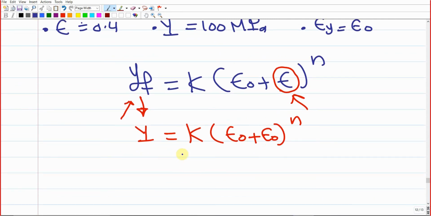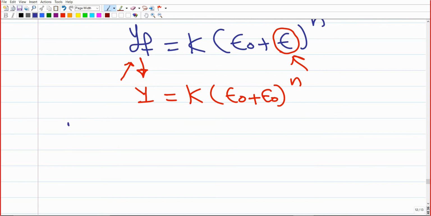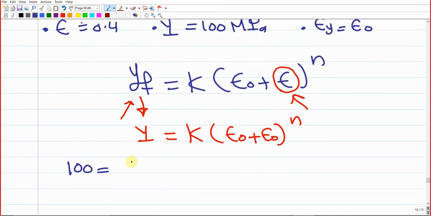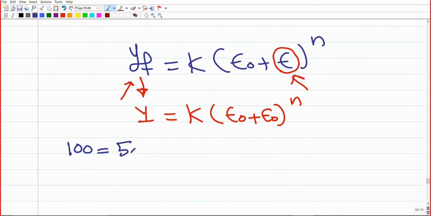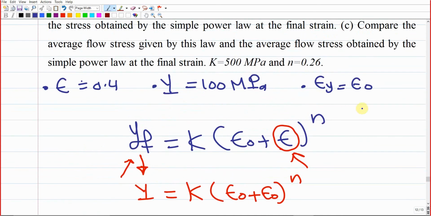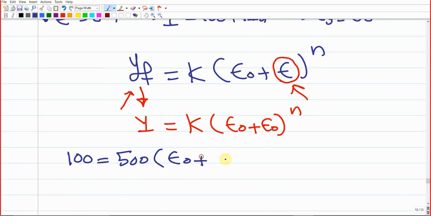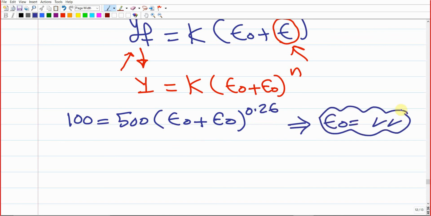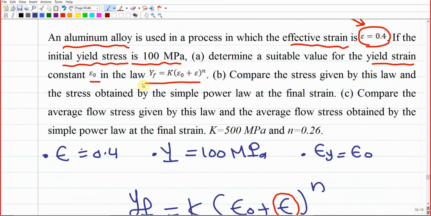So considering this fact, the yield strength is given by 100 megapascal, equals K, which is 500 megapascal, times epsilon 0 plus epsilon power n. Epsilon 0 we have no clue about, so it is required to calculate it. But when the flow stress equals the yield strength of the material, this epsilon should be epsilon 0, power to the n, which is already 0.26. So we end up with one equation and one unknown only, which is epsilon 0. We can simply calculate how much it is. Okay? This is for point A.